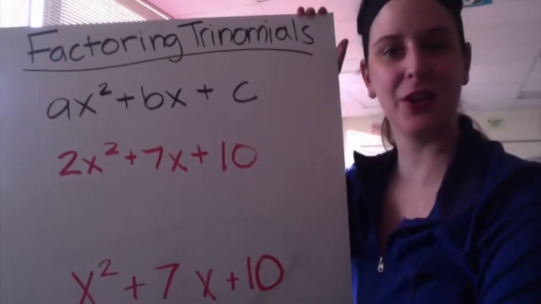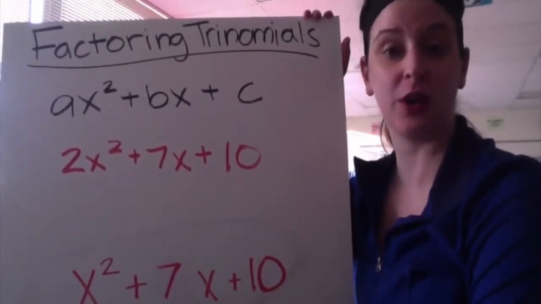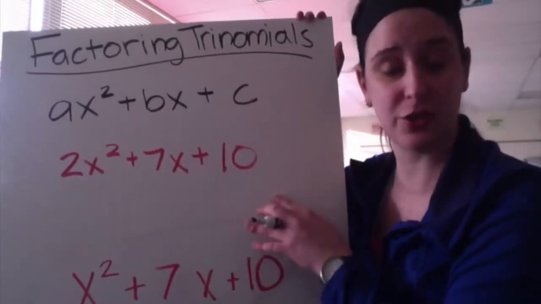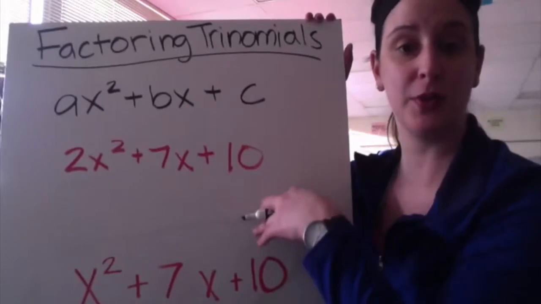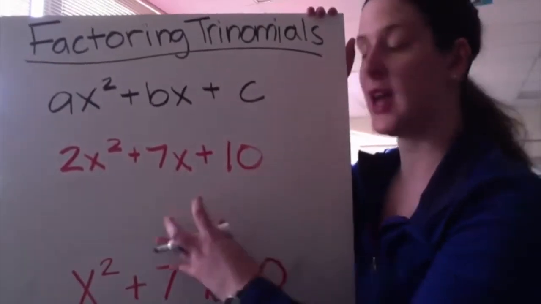Hi guys, today we're going to learn about factoring trinomials. We've been learning how to factor while grouping, but now when we get a trinomial, we have three terms and we're supposed to turn this into two binomials that multiply together or FOIL. So we're going to backtrack and do the opposite.